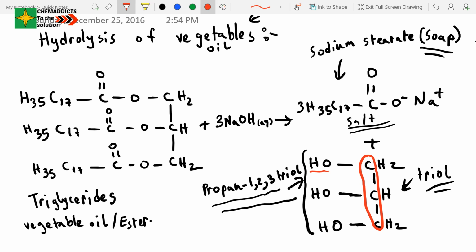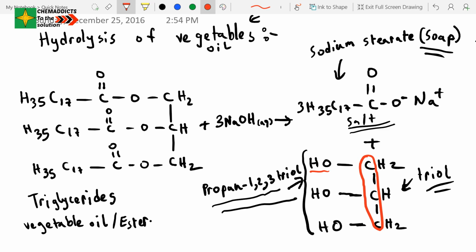There is an OH group, a hydroxyl group, in carbon number 1, so here we should write 1. Since there is a hydroxyl group in carbon number 2, we should write 2. In the same manner there is a hydroxyl group in carbon number 3, so we write 3. So propane 1, 2, 3 triol.